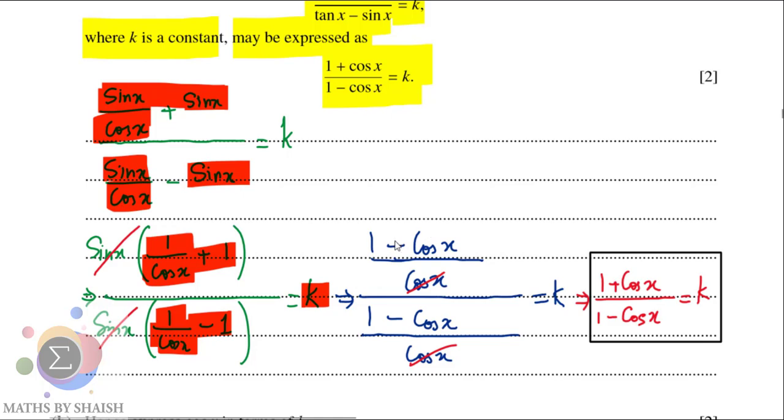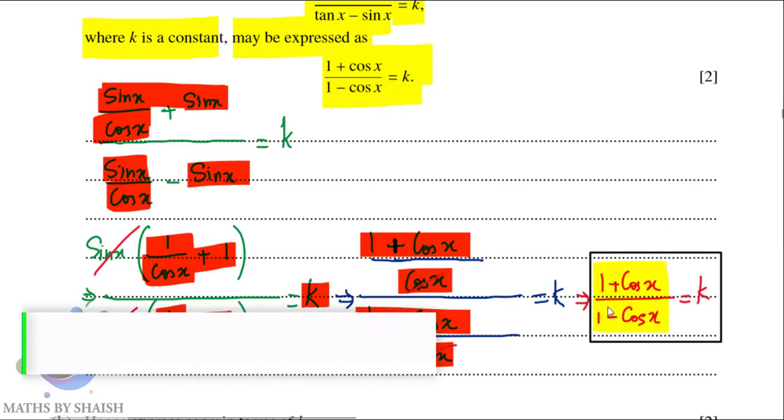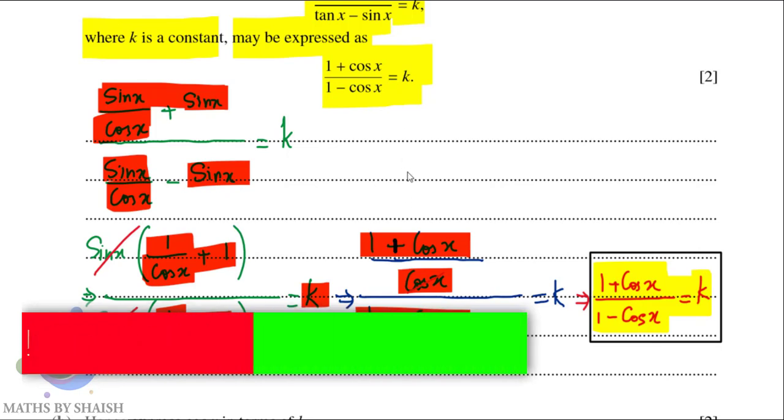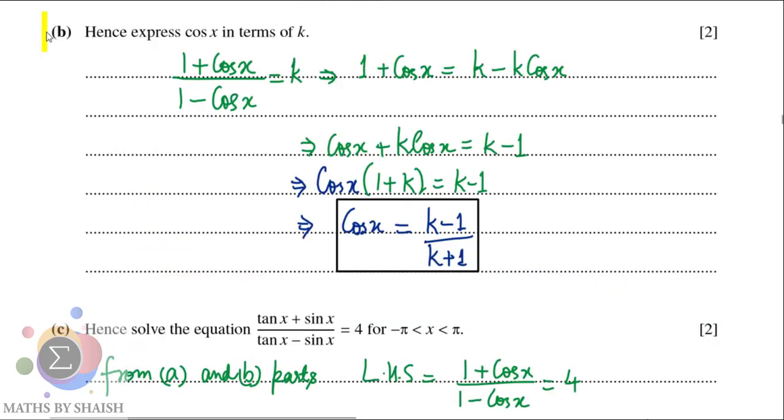Just a second, it's plus not minus. So when we take the LCM, we get (1 plus cos x) upon cos x and (1 minus cos x) upon cos x. Cos x got cancelled, and we are left with (1 plus cos x) upon (1 minus cos x) equals k. That's how we had to express it. So that's how we deal with trigonometry equations. Next, B part: hence express cos x in terms of k.